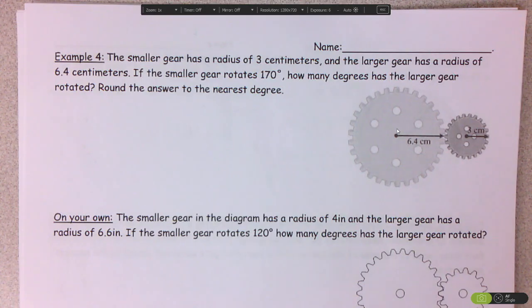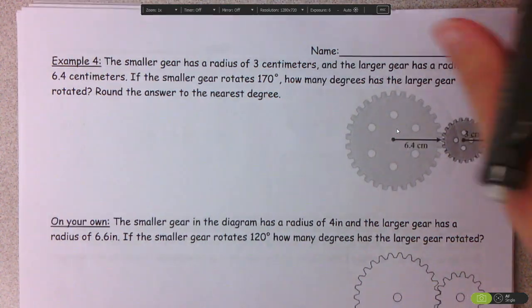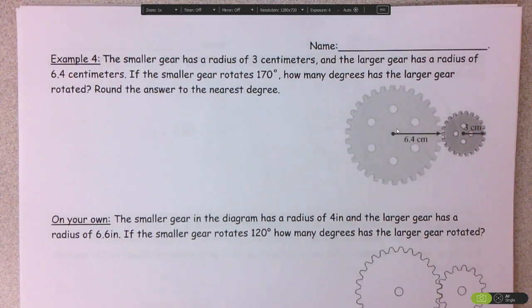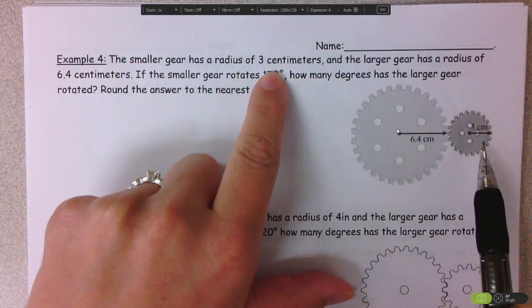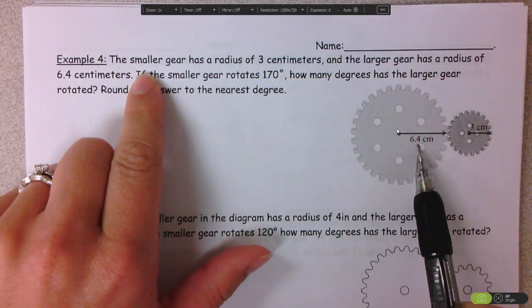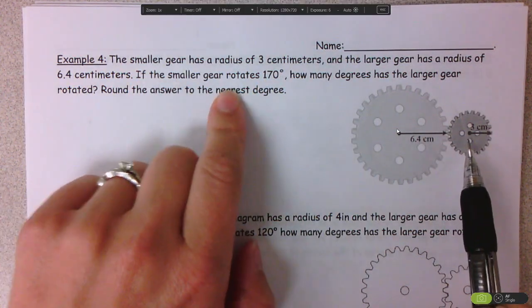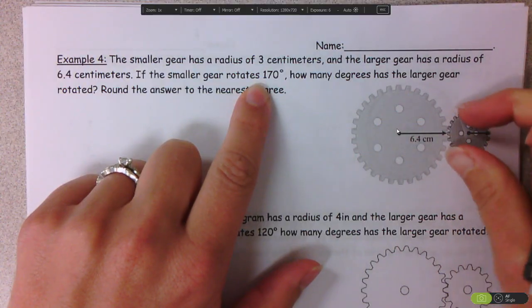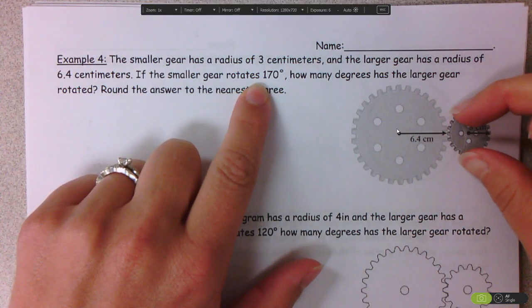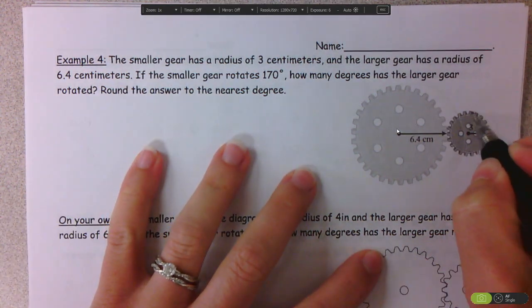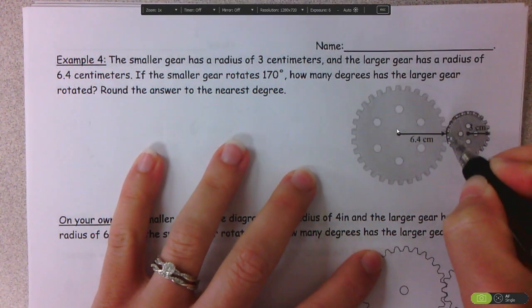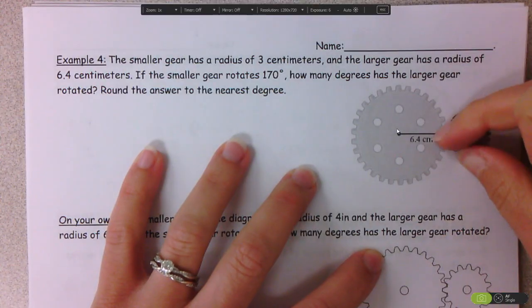All right, so back to the notes. We will do example 4. Example 4 is one I know kids have struggled with in the past, so if you have questions, please feel free to reach out. We're looking at 2 gears, and I know the radius of the smaller one is 3 and the radius of the larger one, so I know the radius of both of them. I know that the small gear is going to turn 170 degrees, and I want to know how many degrees the larger gear's turned. So if this small gear is turning, that larger gear is going to also turn.